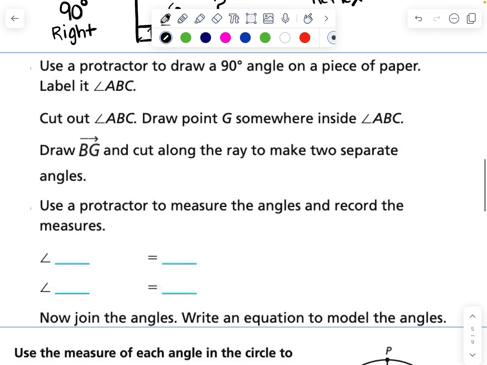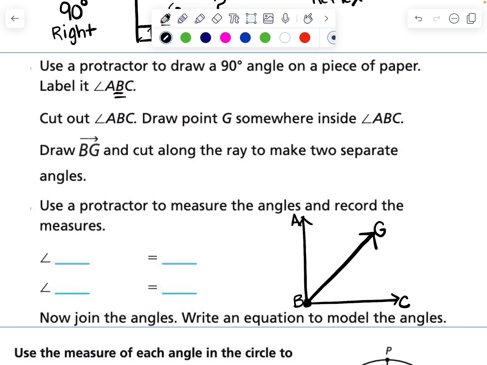If we were to use a protractor and draw a 90-degree angle on a piece of paper, let's just do that off to the side here and label our angle ABC, remembering that the letter in the middle tells me the vertex where those two rays come together. If we would look at somewhere inside of ABC, what could we do to draw a line BG?